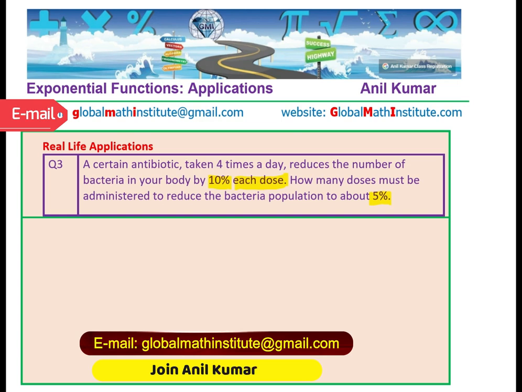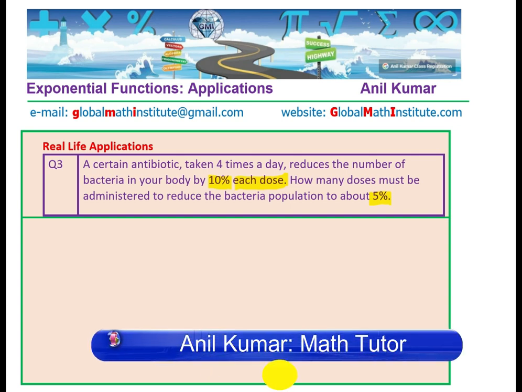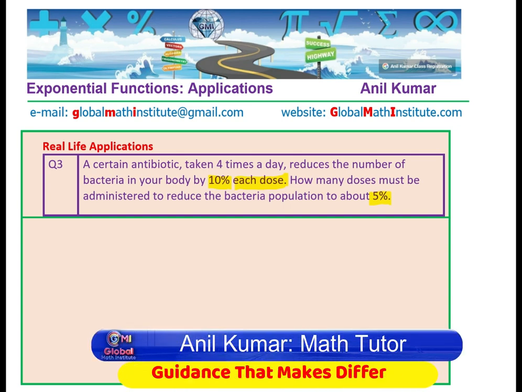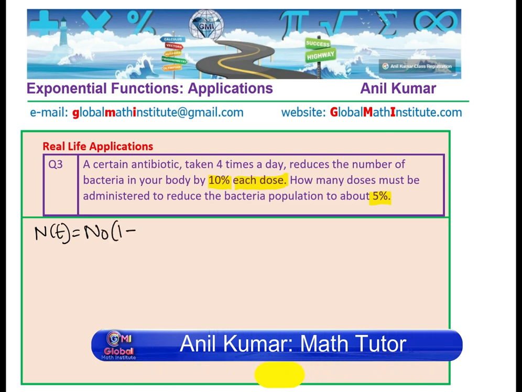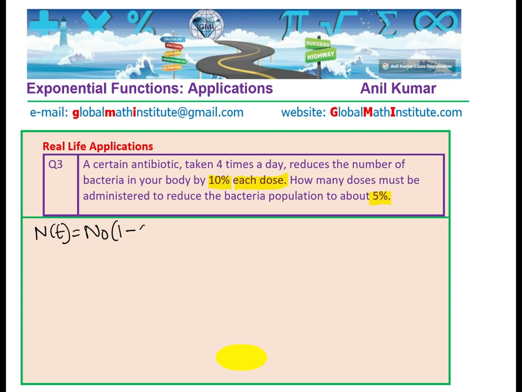It says a certain antibiotic taken 4 times a day reduces the number of bacteria in your body by 10%. So when you reduce the number by 10%, how many remain? 90% remain, right? You could think like this. But we could also write this as a decay equation. The number of bacteria can be written as the initial bacteria number times 1 minus 10%. So 10% is 0.10, to the power of how many times? To the power of the number of doses, we'll say n.